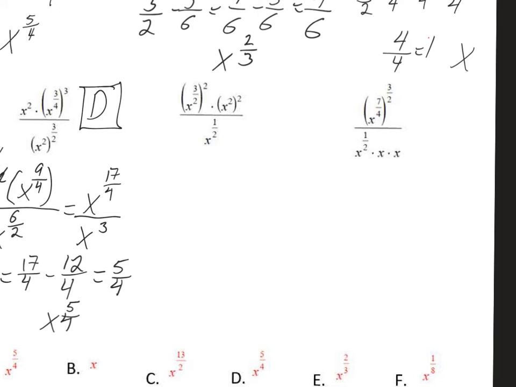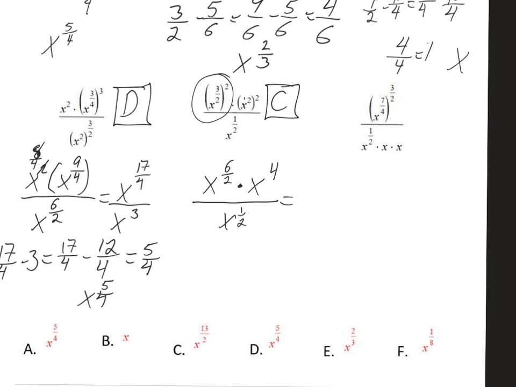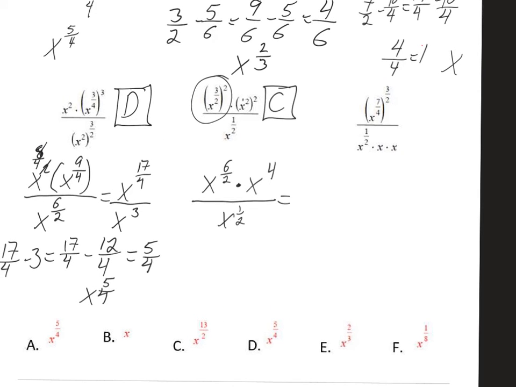We should have gotten C. Let's just double check how to do that. So for this first part, I have x to the 6 over 2 times x to the 2 times 2 is 4 all over x to the half. Okay, now this is the product rule again, so that tells me I'm going to be adding. So 6 divided by 2 is just 3, so 3 plus 4 is 7, so I have x to the 7th over x to the half.